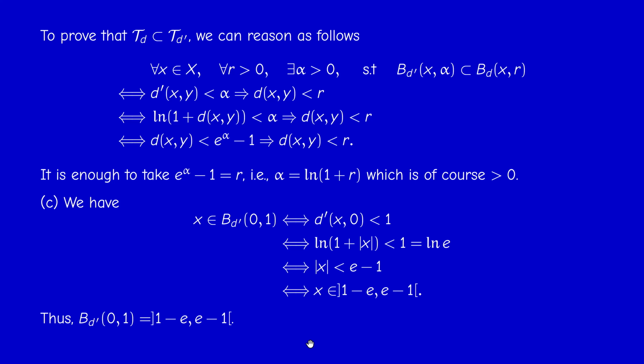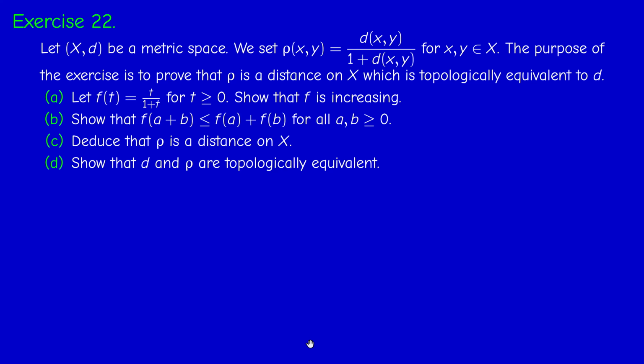Okay, so this concludes exercise 21 that we asked some years ago in the exam. Next exercise, same spirit, we have a metric space and we set rho of x, y to be d over 1 plus d. So this is very similar to the example that we did in the lectures when we took rho to be the minimum of 1 and d. This is very similar. So we have first to prove that it's a distance, but we are guided.